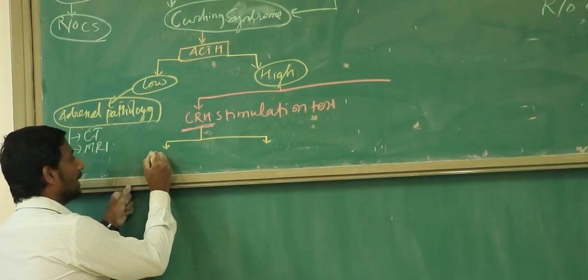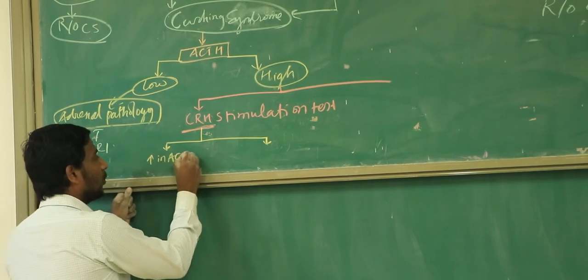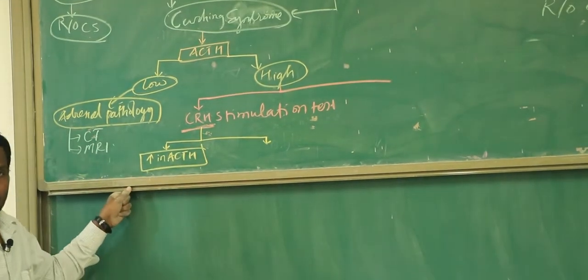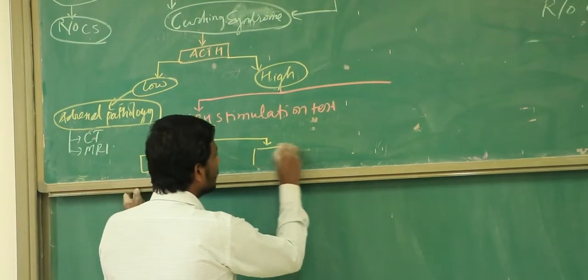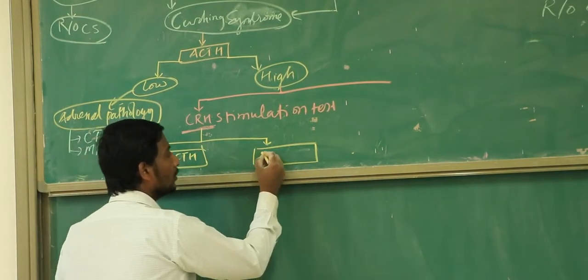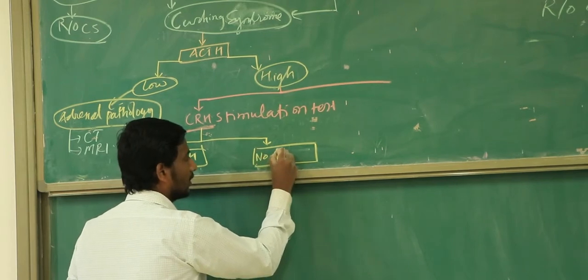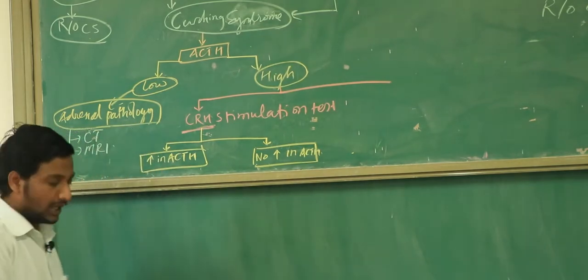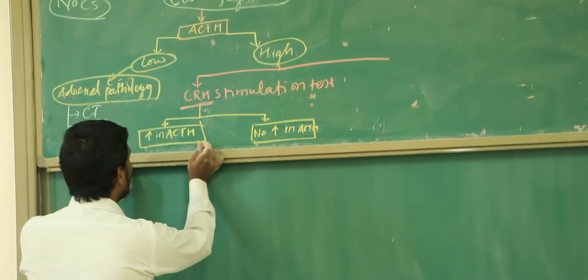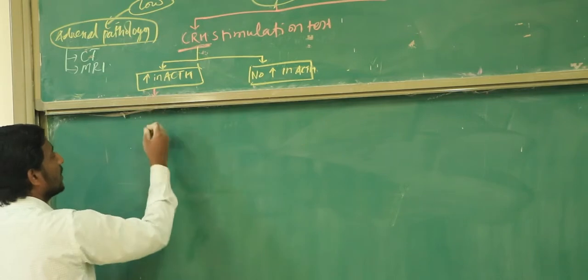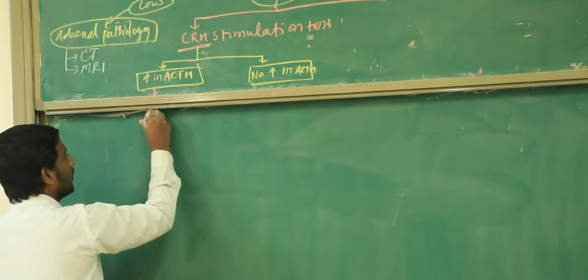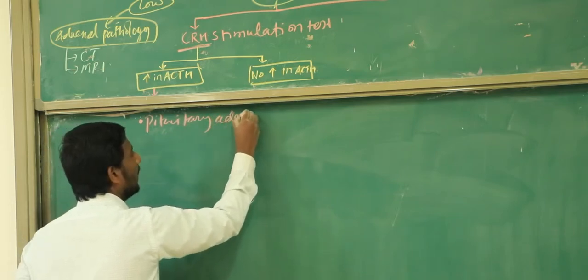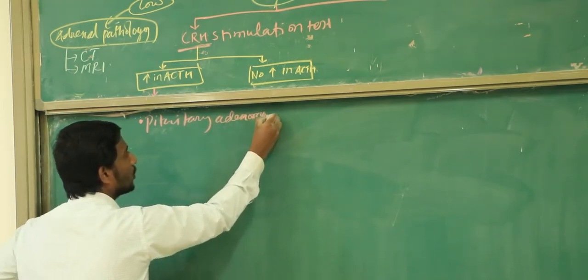So if there will be an increase in ACTH, whatever amount was there, this amount increased. If there was an increase in ACTH, and if, let's say, there was no increase in ACTH, then two different things we are going to think about. Number one, if there is an increase in ACTH, it means the patient is having which pathology? Tell me which pathology the patient is having? Pituitary adenoma.